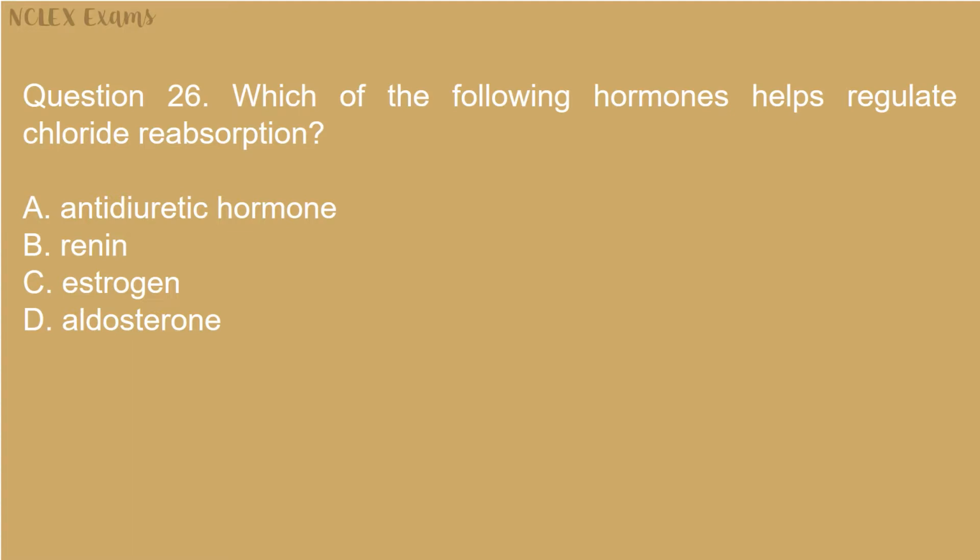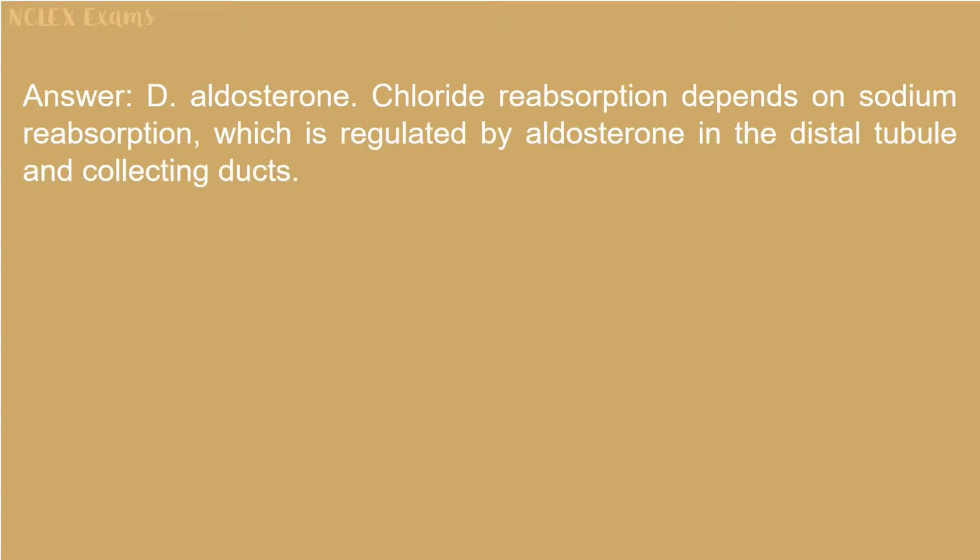Question 26. Which of the following hormones helps regulate chloride reabsorption? A. Antidiuretic hormone. B. Renin. C. Estrogen. D. Aldosterone. Answer D. Aldosterone. Chloride reabsorption depends on sodium reabsorption, which is regulated by aldosterone in the distal tubule and collecting ducts.